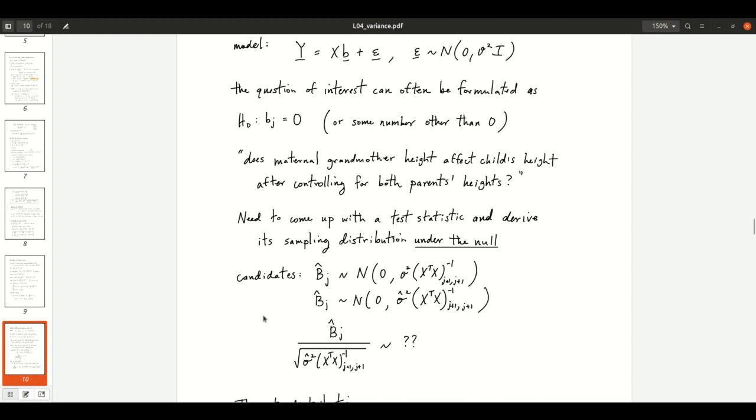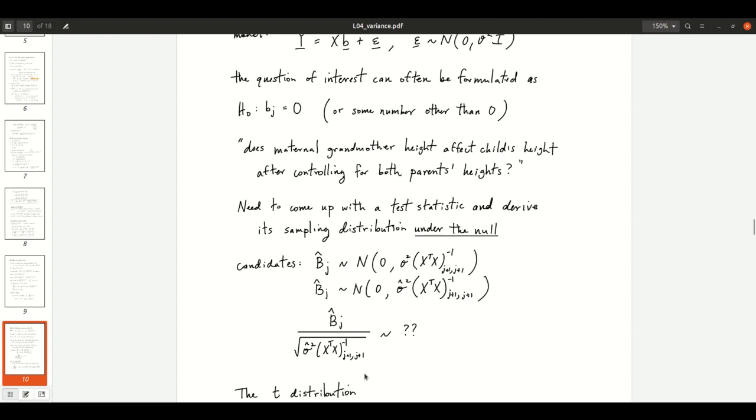So another candidate, and this is the test statistic that we end up using, is the following: b hat j divided by this quantity here. And let me just tell you that we're thinking of sigma hat squared here as the random variable version of sigma hat squared. So we're taking this random variable and dividing it by the square root of this random variable times x transpose x inverse j plus 1, j plus 1.